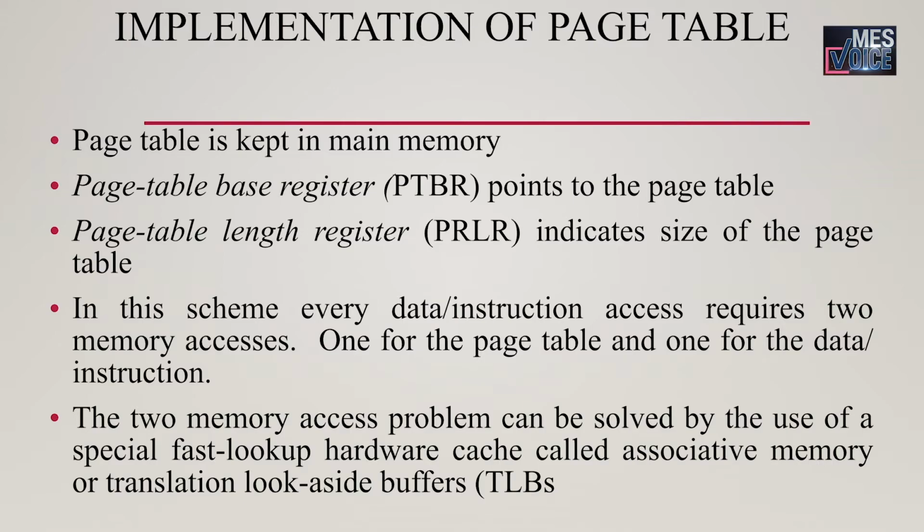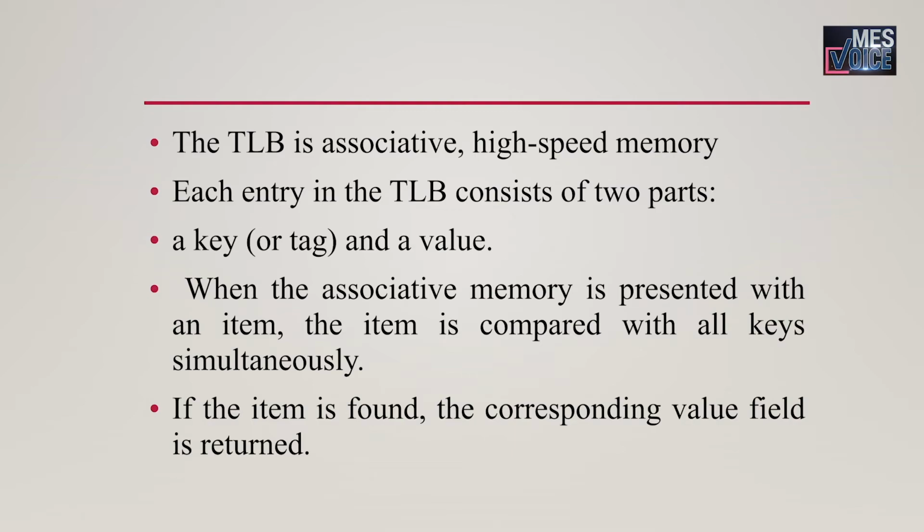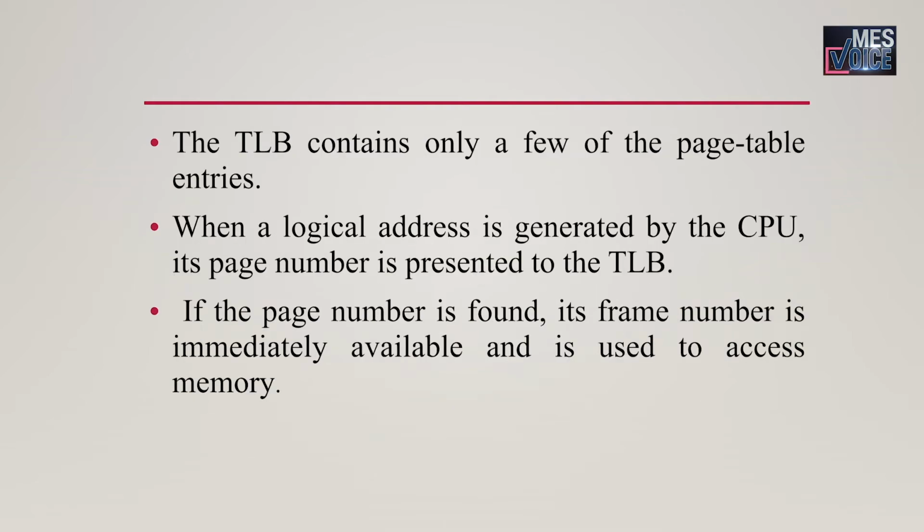The two memory access problem can be solved by the use of a special fast lookup hardware cache called associative memory or translation lookaside buffers, that is, TLBs. The TLB is associative high speed memory. Each entry in the TLB consists of two parts, a key, or we can say a tag, and a value. When the associative memory is presented with an item, the item is compared with all keys simultaneously. If the item is found, the corresponding value field is returned. The TLB contains only a few of the page table entries.